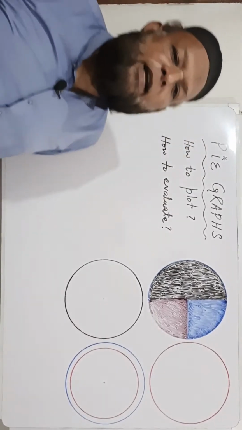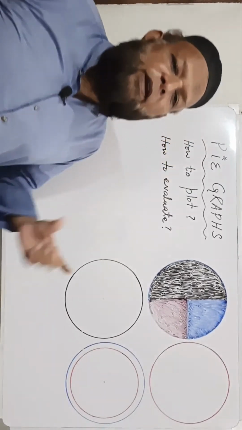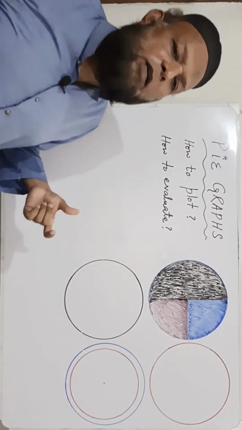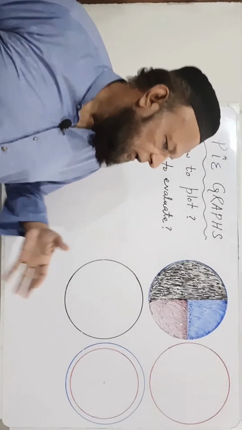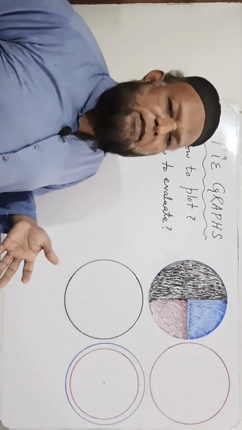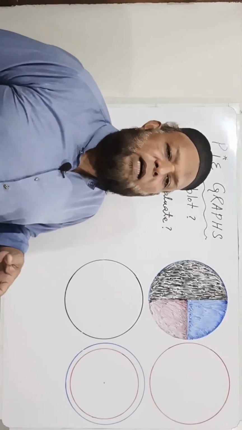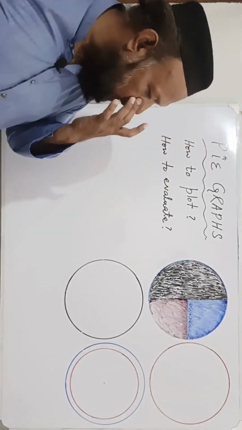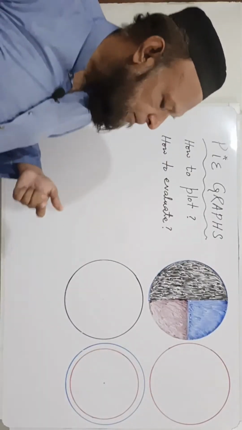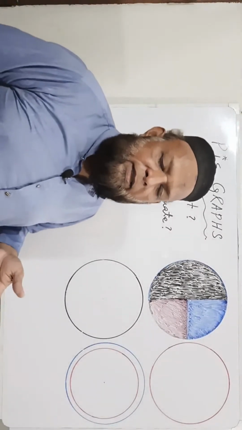Today's topic is pie graphs. Yesterday we studied line graphs, which were made between two quantities. One was the independent variable and the other was the dependent variable. We took the independent variable along the horizontal axis and the dependent variable along the vertical axis, and we drew different graphs, got the results, read them out and elaborated them.